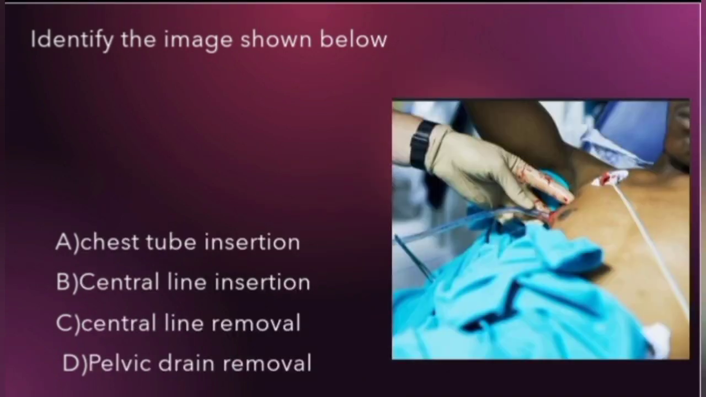Identify the image shown below. Option A, chest tube insertion. Option B, central line insertion. Option C, central line removal. Option D, pelvic drain removal. What is this procedure? Correct answer is option A, chest tube insertion or ICD insertion, intercostal drainage insertion.